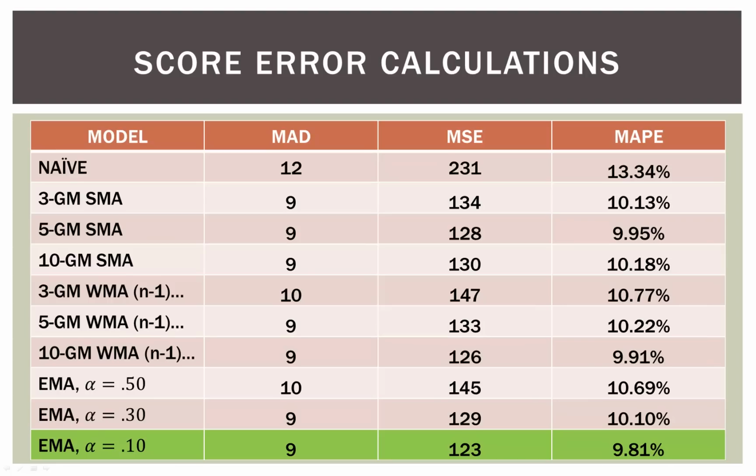It has a low MAD that's similar to others at 9, but it has the lowest MSE at 123, and it has the lowest MAPE at 9.81%. Now I do want to pause here because even though the EMA at 0.1 is the lowest, it's still not that great, because we're still, on average, 9 points away. Our forecast is 9 points away from our actual score. Our forecast is on average 9.81% away from our actual score. So even though it's the best out of all these models we tested, it's still not that great.